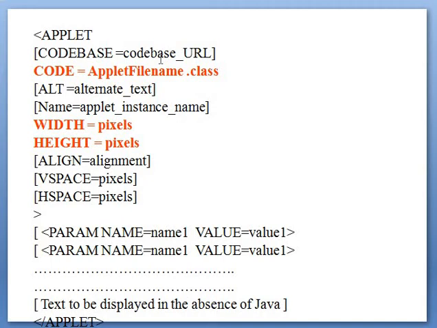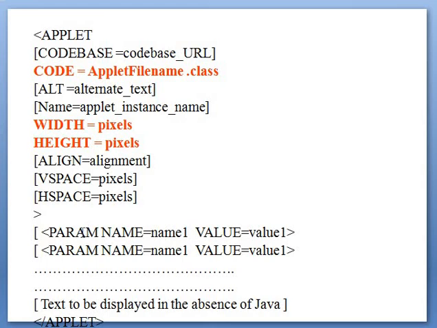That complete file name you have to specify here as the property value, the code property value. Width is specified in pixels, height is specified in pixels. Then suppose you need to give some value from the HTML file to the applet, you will be using param.